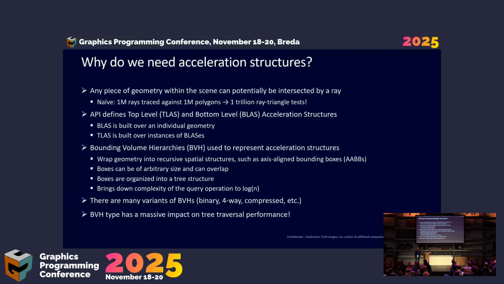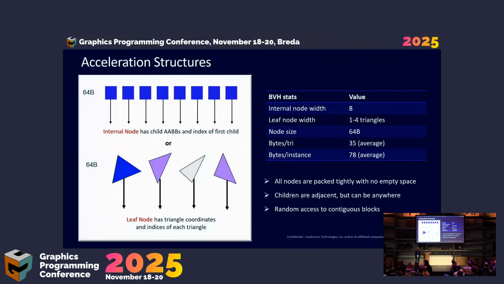So just keep that in mind. So what does that really mean for Adreno GPUs? How do we represent acceleration structures internally? Our trees are 8 wide. That means our internal nodes can hold up to 8 AABBs, and our leaf nodes can hold up to 4 triangles. Both internal nodes and leaf nodes are the same size.